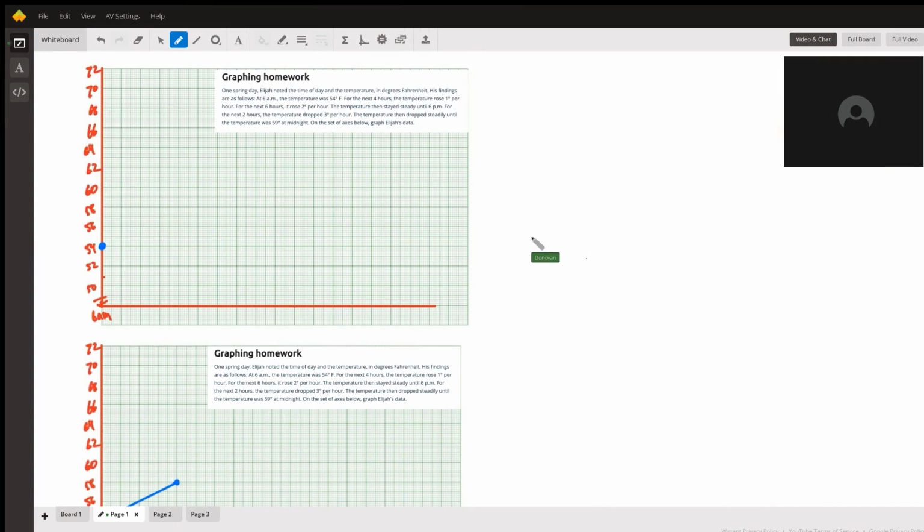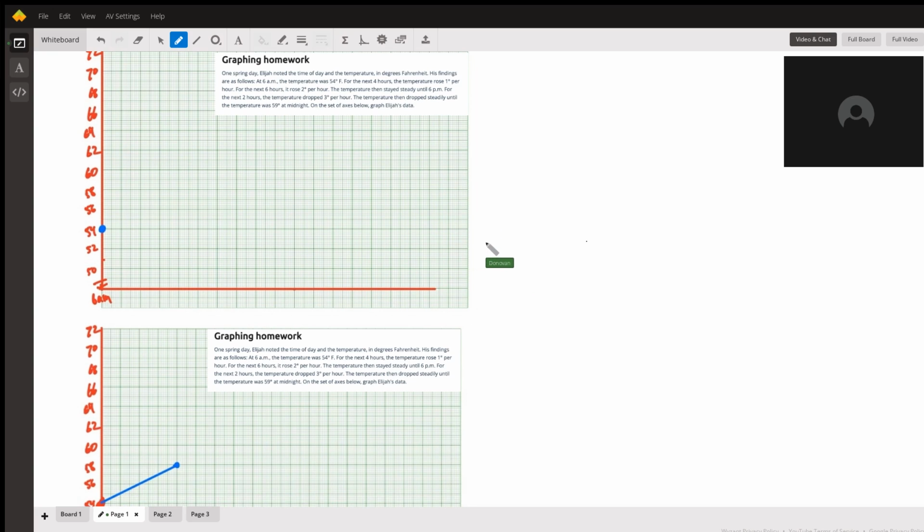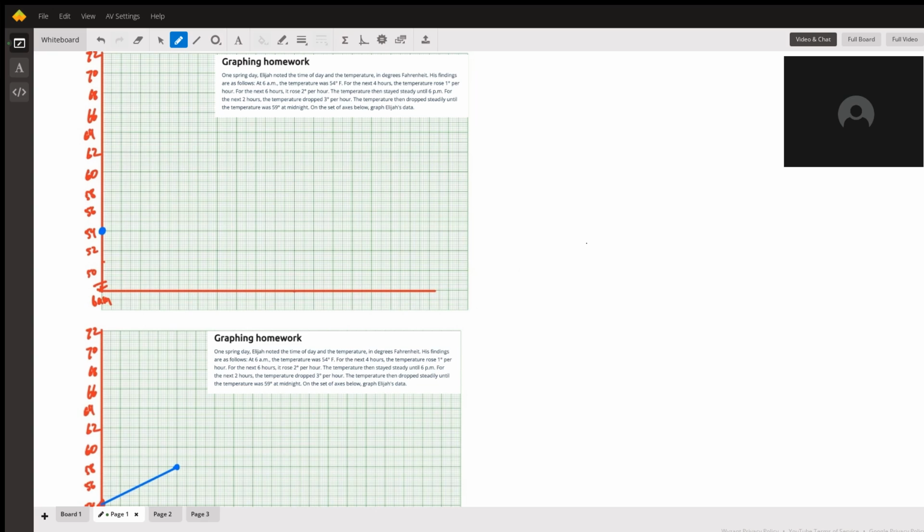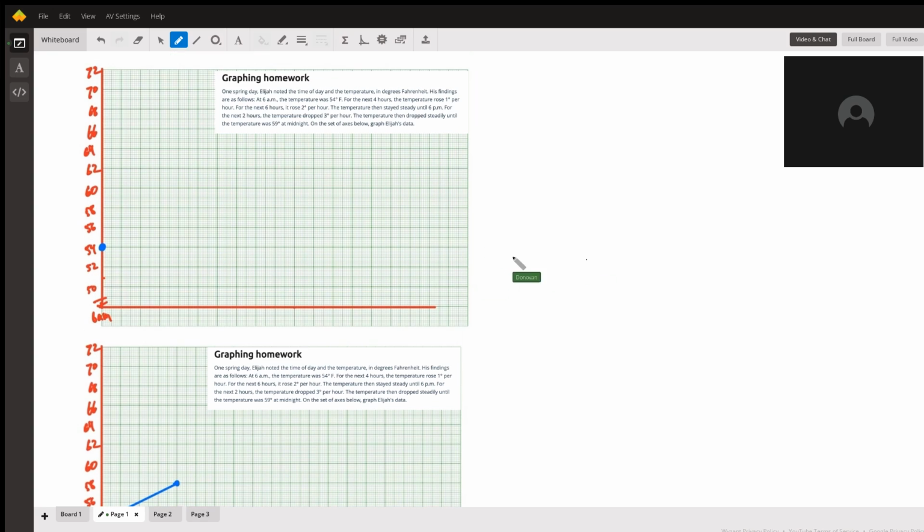All right, so thank you for joining, and let's take a look at this graphing homework question. I don't have the template axes that were provided for the original question, so I went ahead and made one of my own within the software Notability using the graphing paper here.